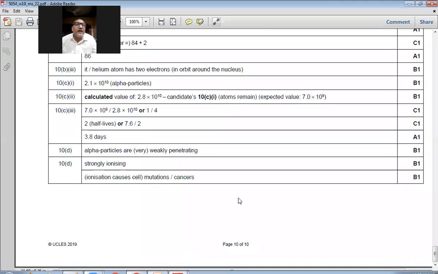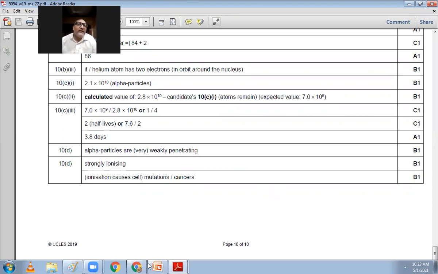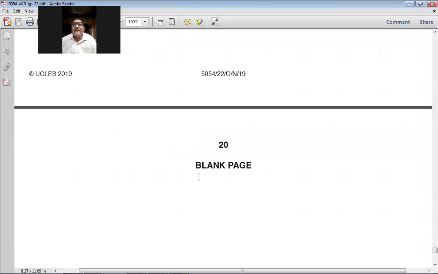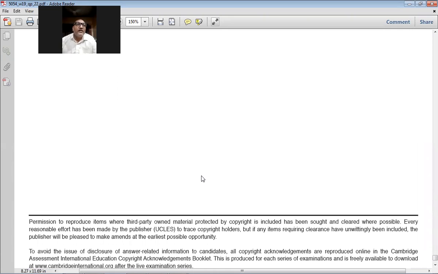Okay, let's check the marking scheme. These are the last two parts. Alpha particles are very weakly penetrating, strongly ionizing. Ionization causes cell mutation and cancer. So hopefully you are done. So my dear students, we are done with this question number 10, and this is the end of this paper.